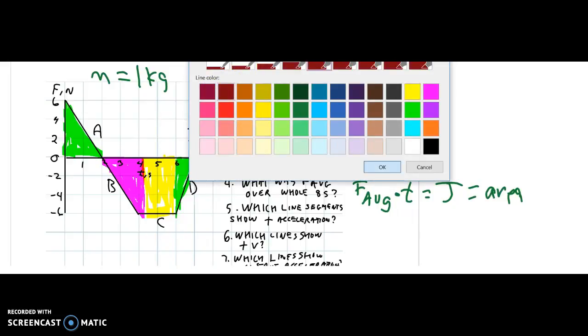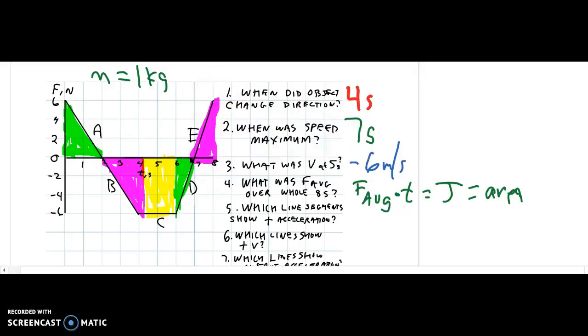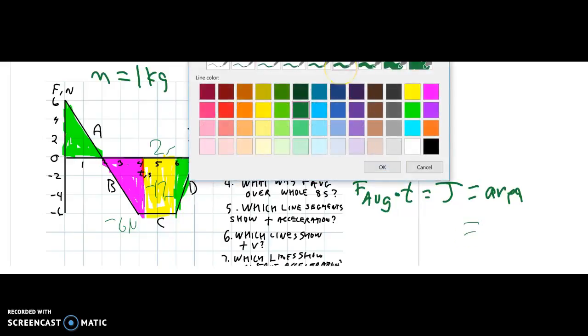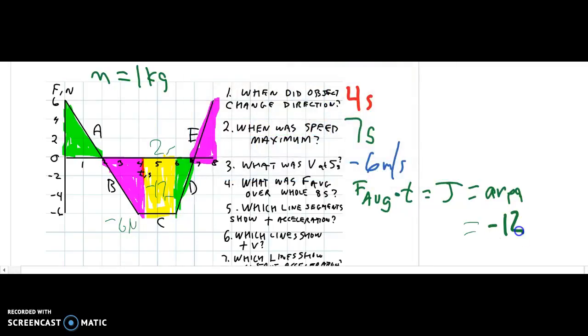So if I were to go back here, I could look at this, and the base of this is 2 seconds. So right here is 2 seconds. The height is negative 6 seconds, or negative 6 newtons. Sorry about that. 2 times negative 6 is negative 12 for area. So this is negative 12 newtons times seconds equals the force average. So that's what I'm looking for.